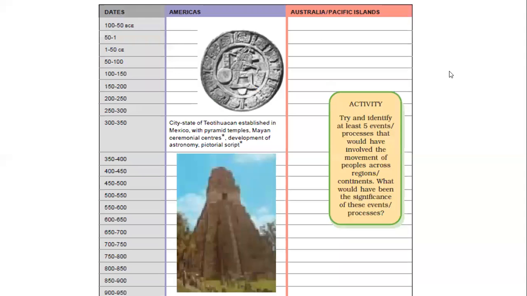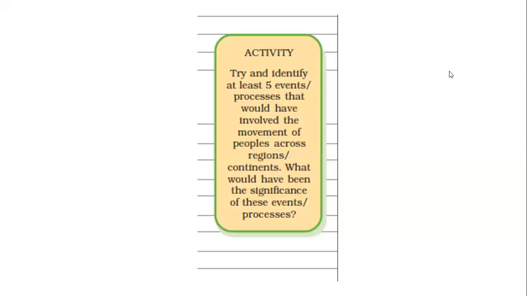So out of these timeline, you will find 5 events from any region, not one region, 5 events. Out of the 6 regions, any 5 events that would have involved movement of people across region or continent. And after finding those 5 events, I want you all to also write the significance of those events or process.